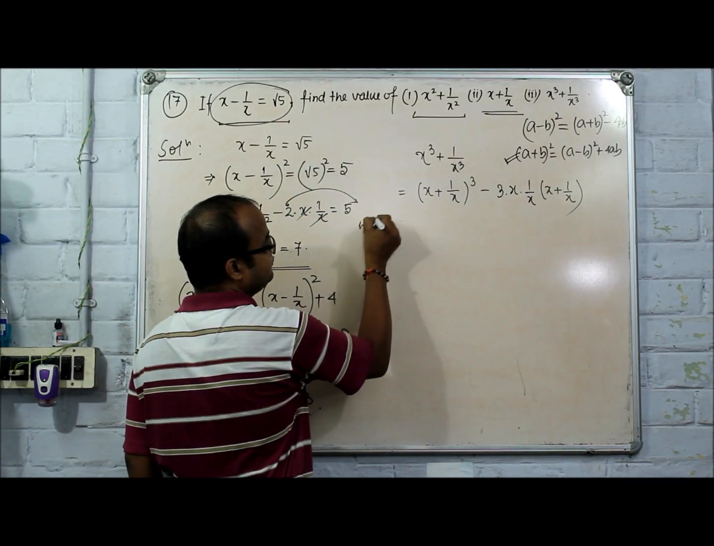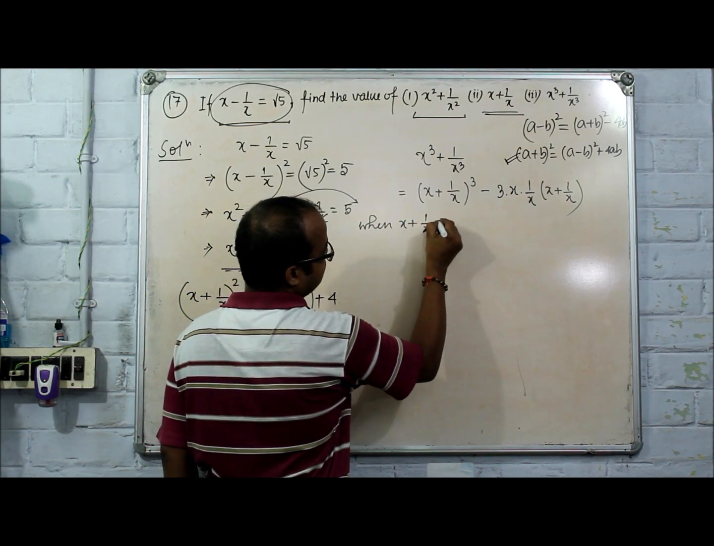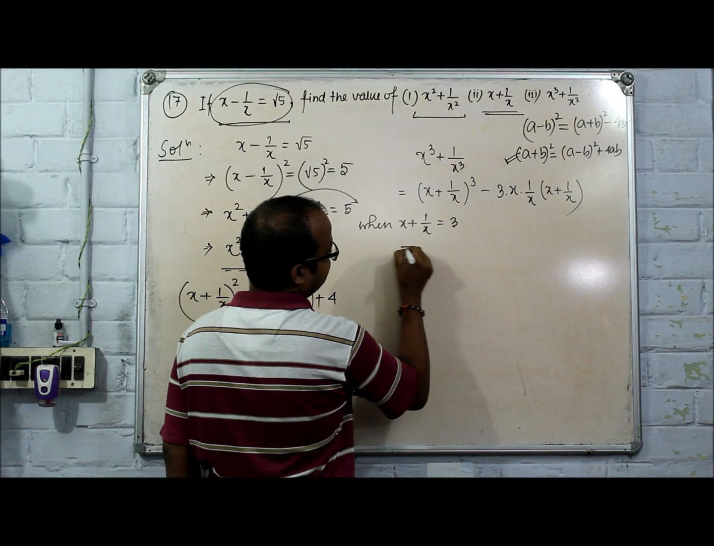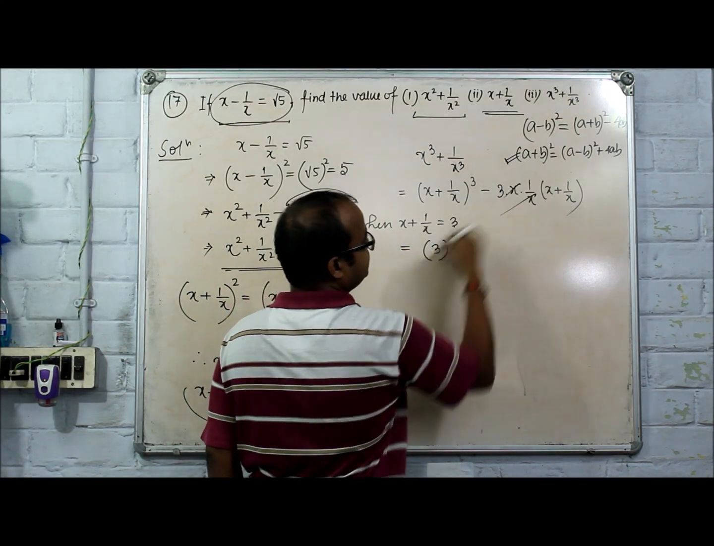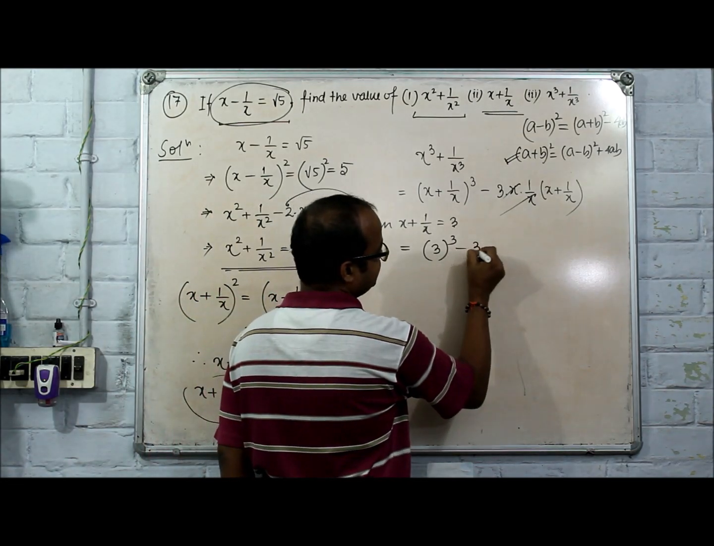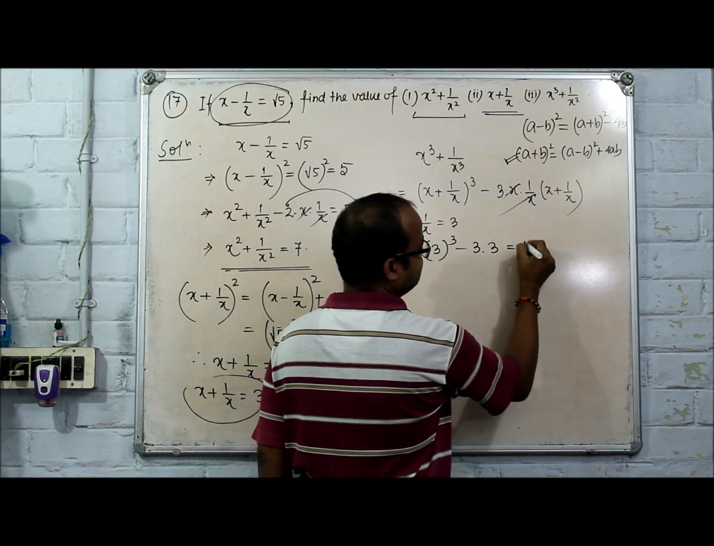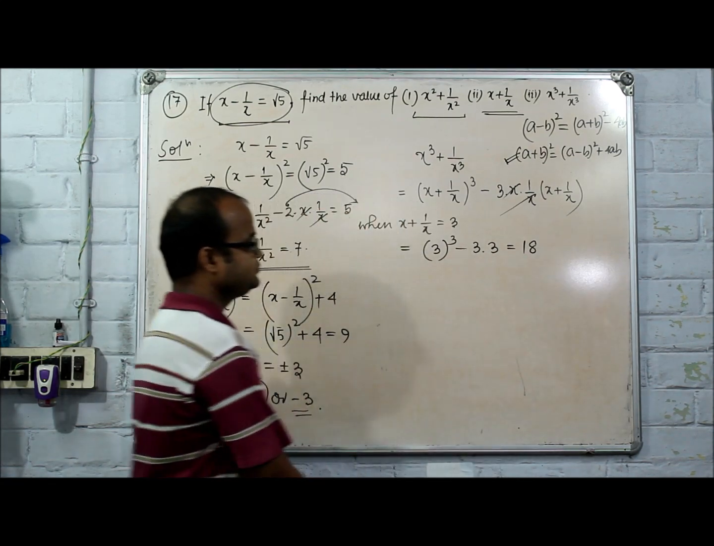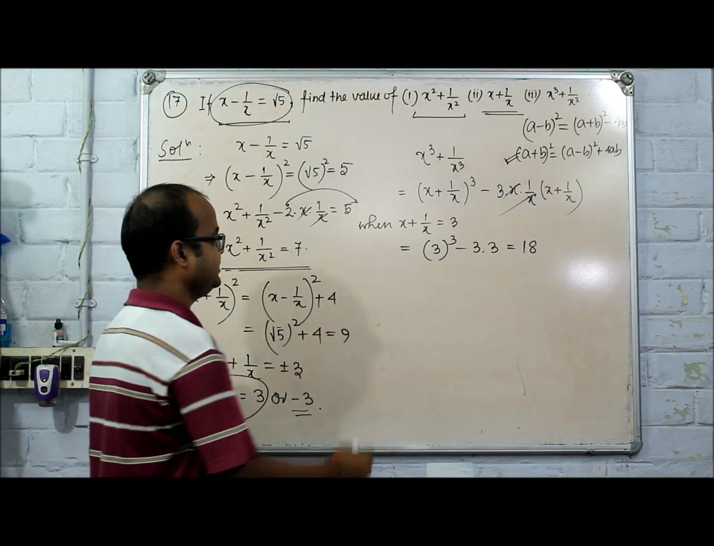So after this we write, when x plus 1 by x is equal to 3, then it is equal to 3 cube. This x and this x will cancel each other, minus 3 into 3. So 27 minus 9, it is equal to 18. 3 cube means 27, minus 9 means 18.